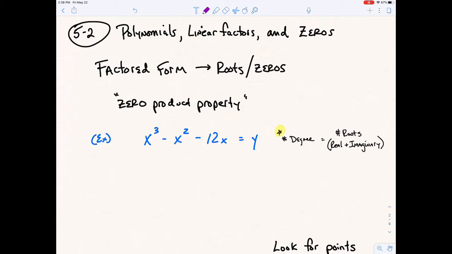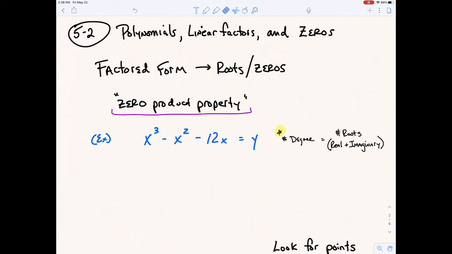Polynomials, their factors, and their zeros. Now, factoring a polynomial should not be new. The zero product property should not be new. The zero product property simply means if I have 2 or more items multiplied together to give you 0, then one or both of those pieces, this one or this one, has to equal 0. And you've known the zero product property since Algebra 1, so no big deal there. At least I hope not.